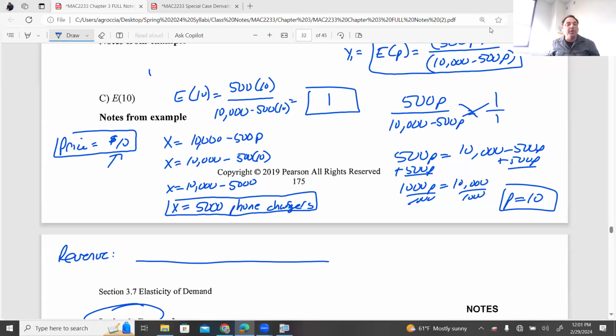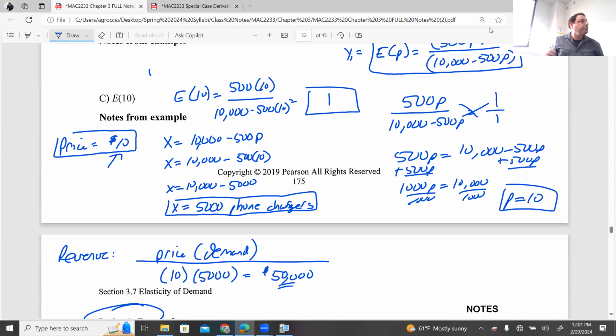Okay, so if you know price and you know demand, hopefully you remember that revenue equals price times demand. So if you're going to charge $10 each and you're going to sell 5,000 of them, your revenue will be $50,000. Okay, so take a minute, look at this problem from start to finish.